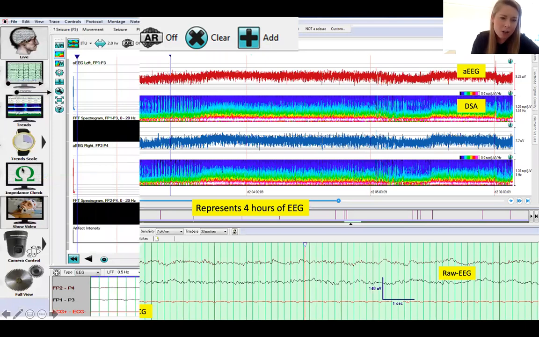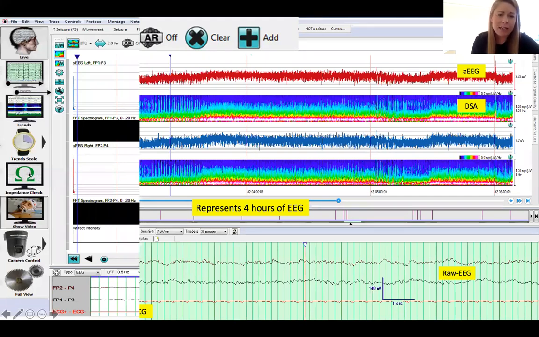And down the side, you're going to get these buttons. Again, in live mode, that's obvious. When you want to review, you need to press this button. And it's okay if you forget to toggle back to live mode, because it will default back within a couple of minutes. And this button here is your impedance check.